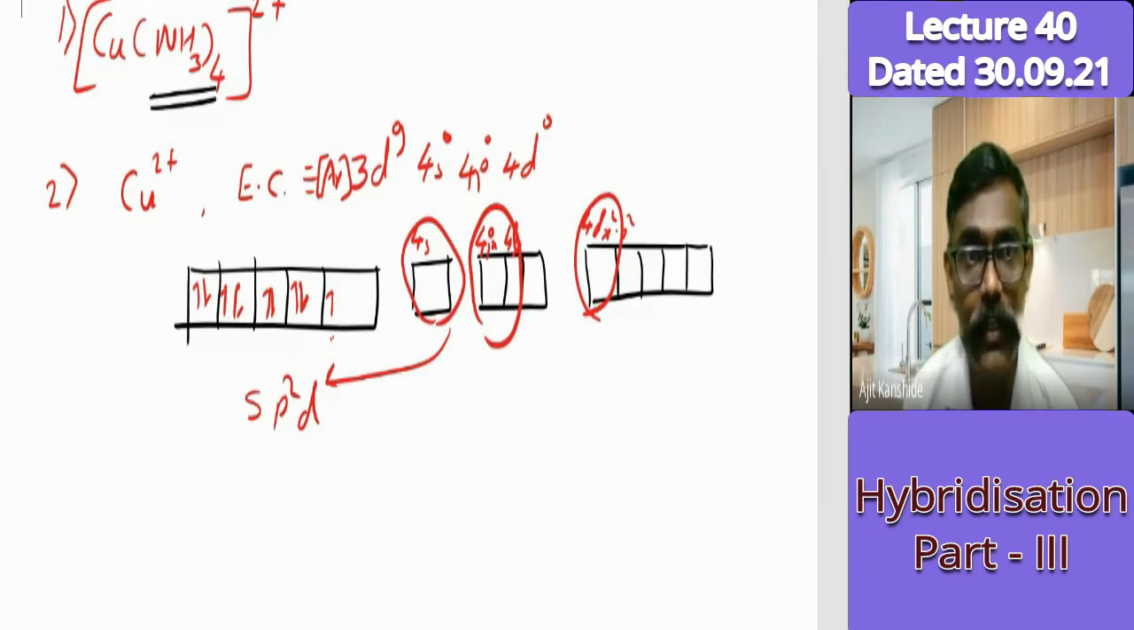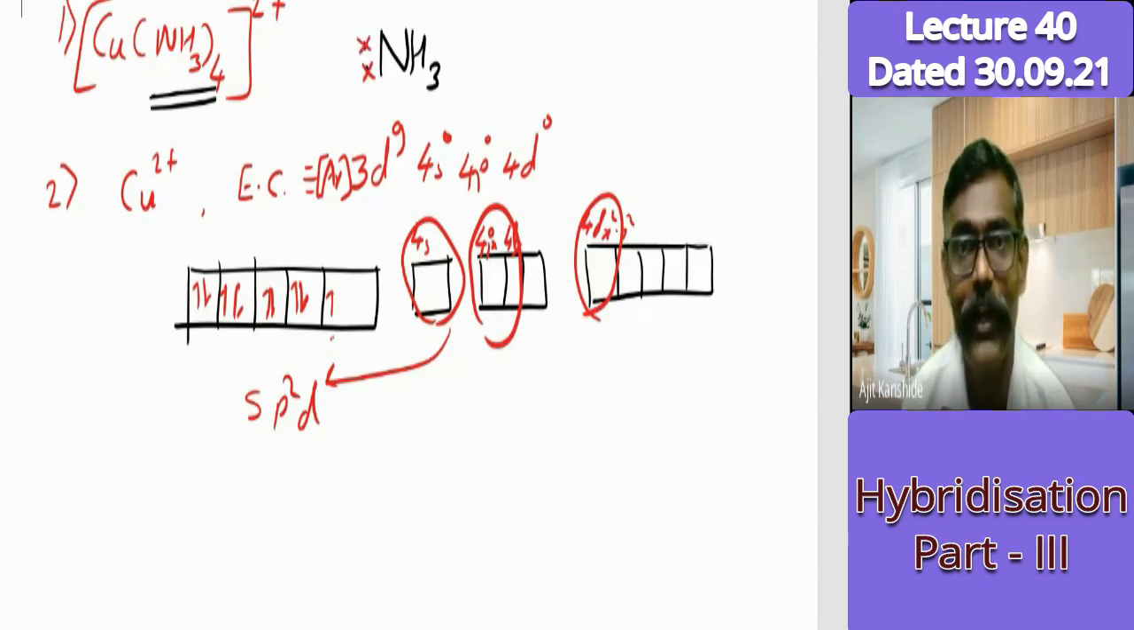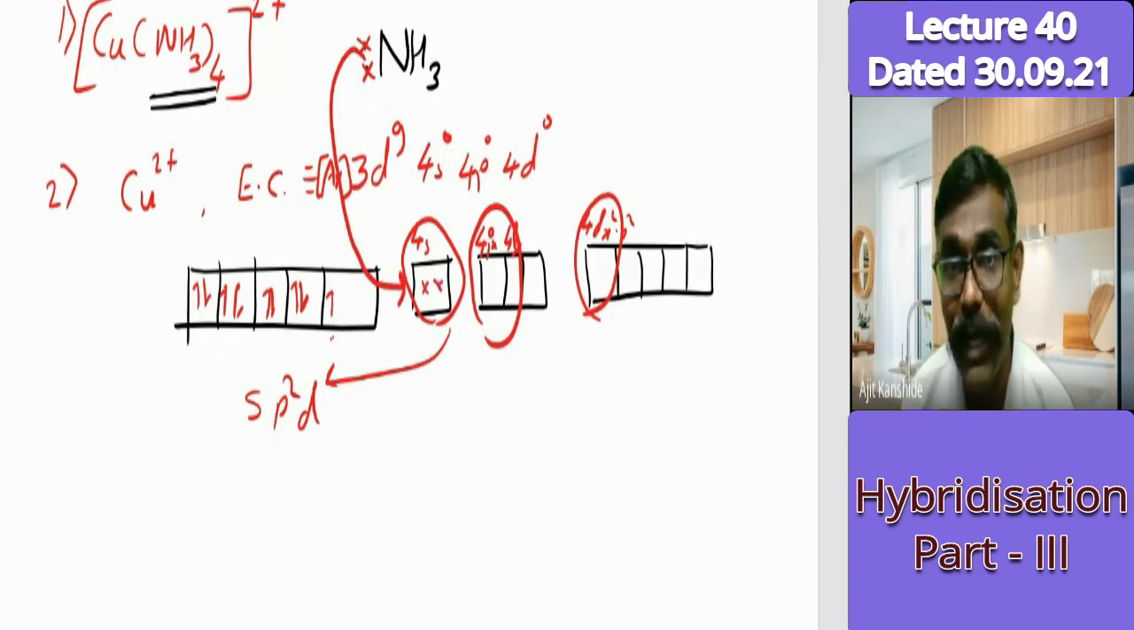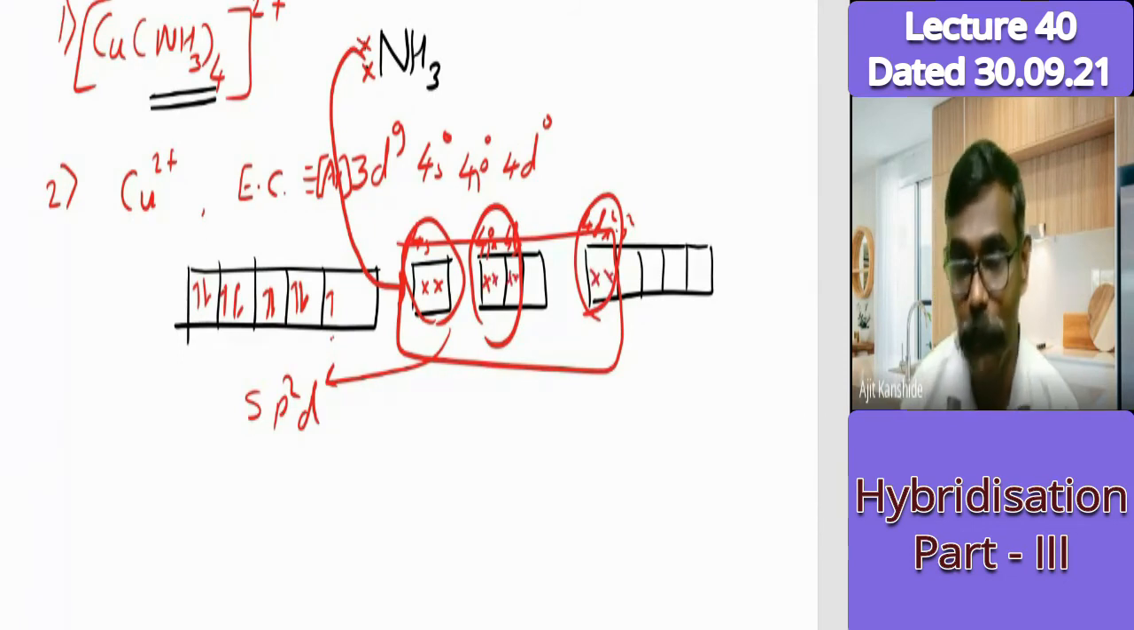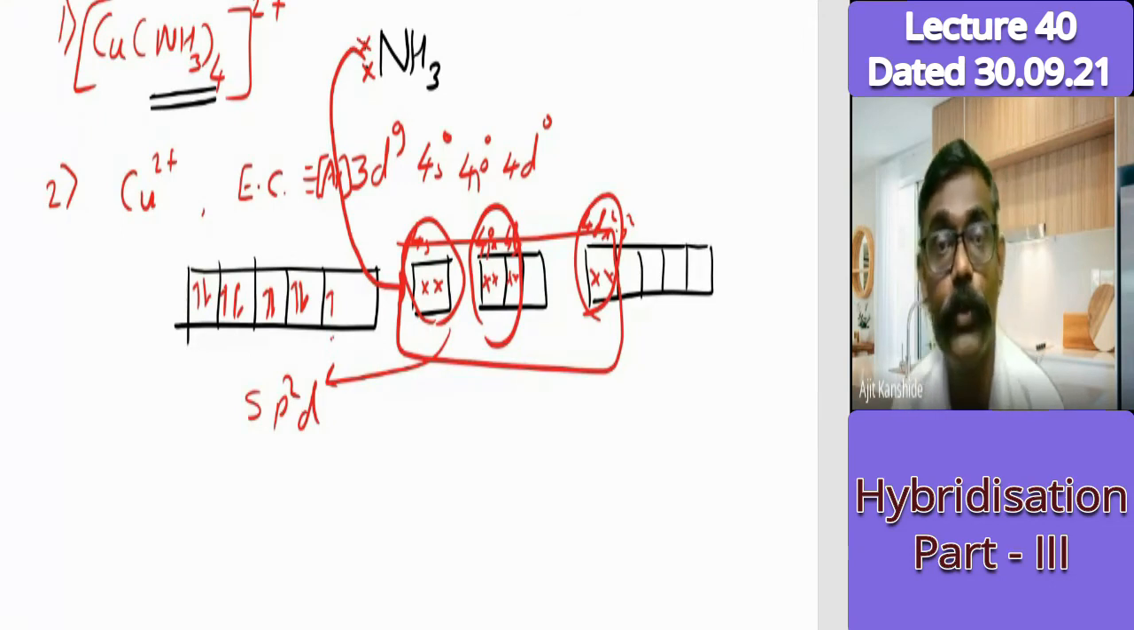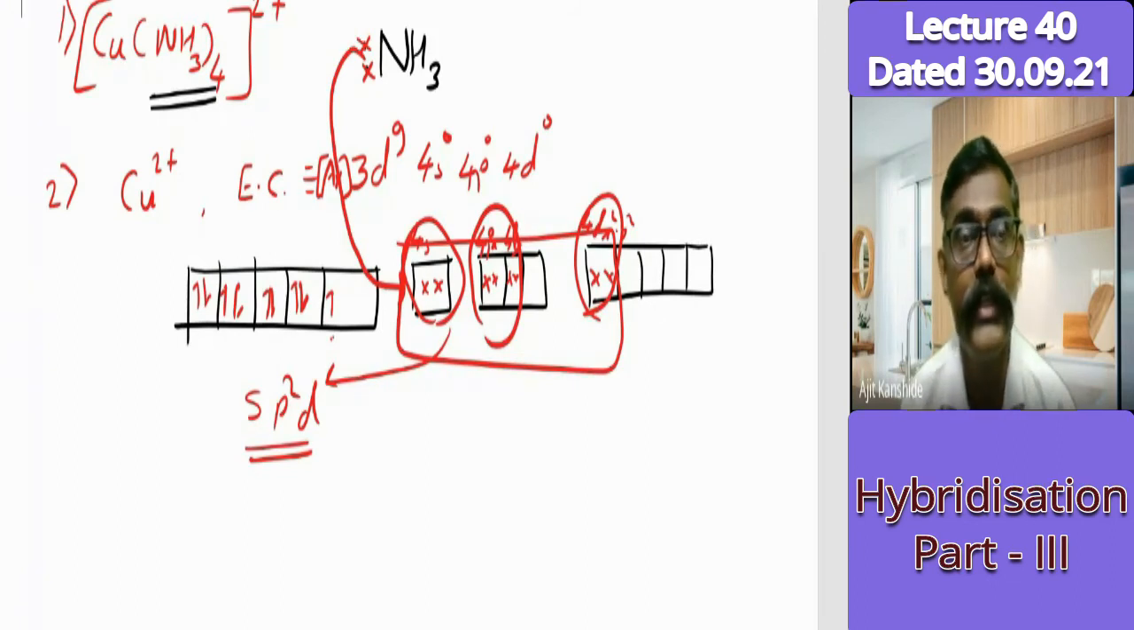Which ligands are here? Ammonia. What is the speciality of these ligands? Ammonia has a lone pair, 2 electrons. And those 2 electrons, if I represent by cross mark, here is 1 electron, second electron, it's a lone pair. So the lone pair from 1 ammonia will come here after hybridization. When they undergo hybridization, then the other lone pair will come here, third lone pair, and fourth lone pair. So the lone pairs will come in those hybrid orbitals, the sp2d hybrid orbitals, and the geometry will be square planar.